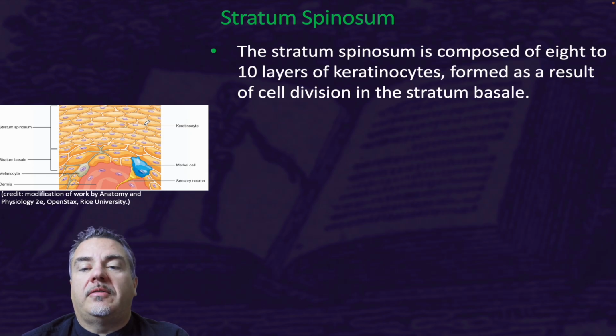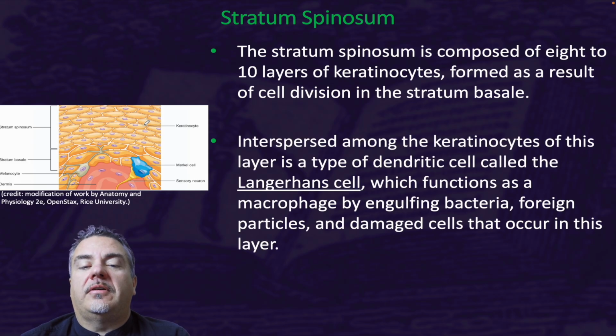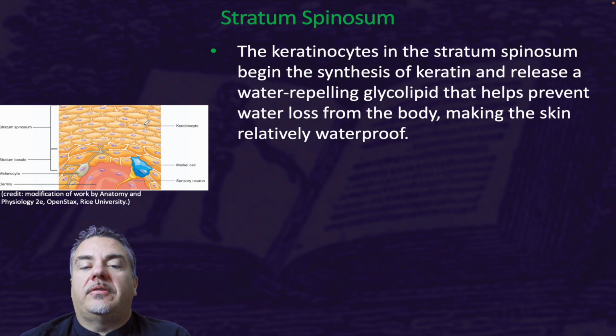The stratum spinosum is composed of 8 to 10 layers of keratinocytes, formed as a result of cell division in the stratum basale. Interspersed among the keratinocytes of this layer is a type of dendritic cell called the Langerhans cell, which functions as a macrophage by engulfing bacteria, foreign particles, and damaged cells that occur in this layer. The keratinocytes in the stratum spinosum begin with the synthesis of keratin and release a water-repellent glycolipid that helps prevent water loss from the body, making the skin relatively waterproof.